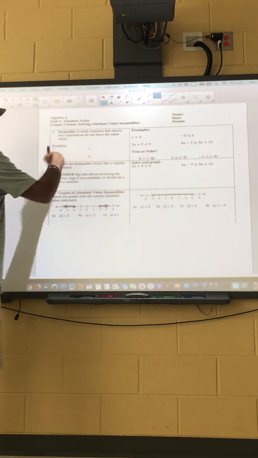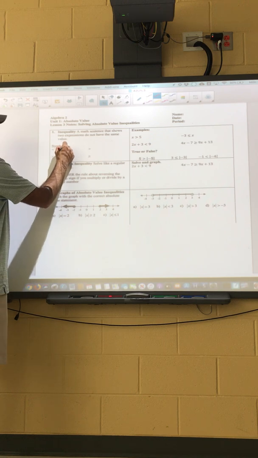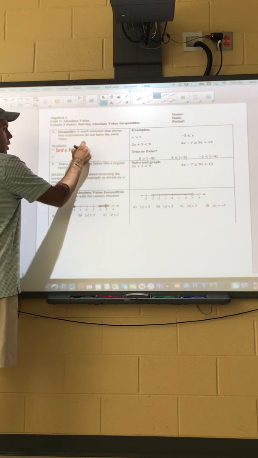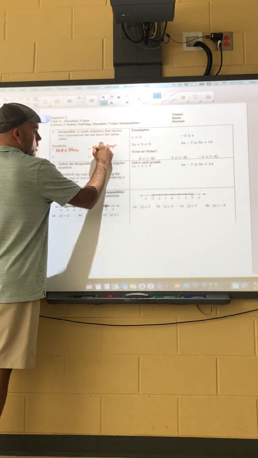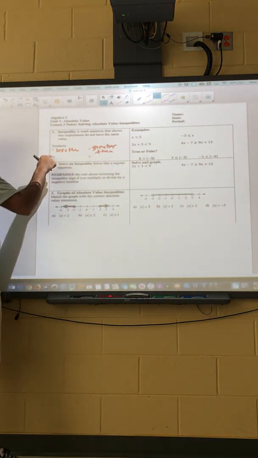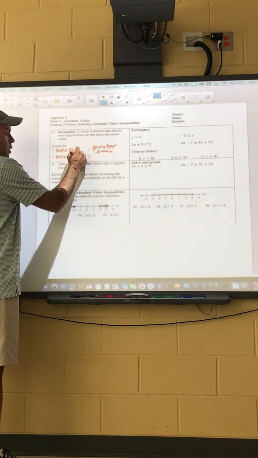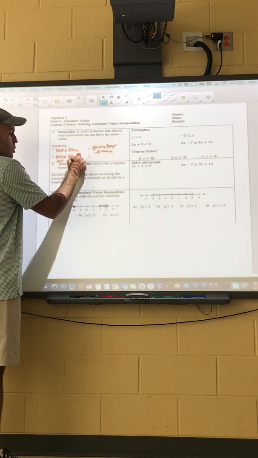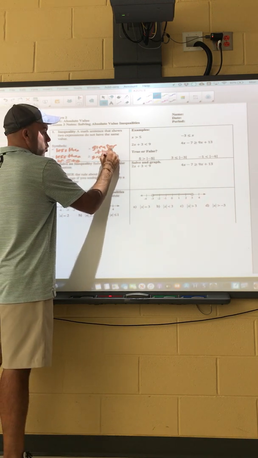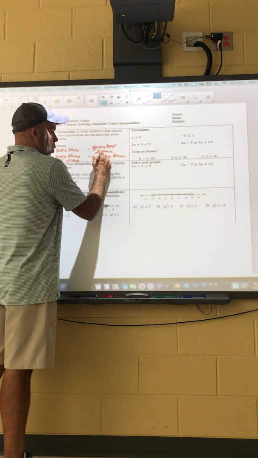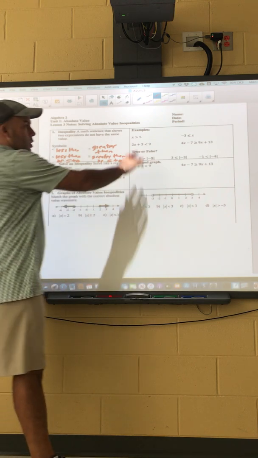Okay, so there's four kinds of inequality symbols, so let's run through those. Here we have our less than symbol. Here we have our greater than symbol. Here, same symbol as the less than, but with the line under it, so that's going to mean less than or equal to. And then here's our greater than with the line under it, so that's going to be greater than or equal to.